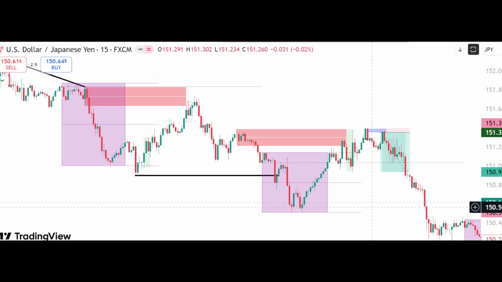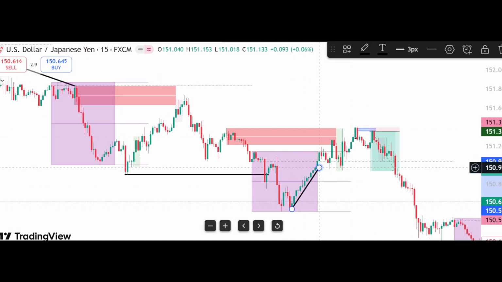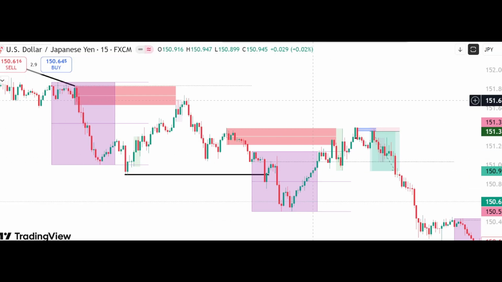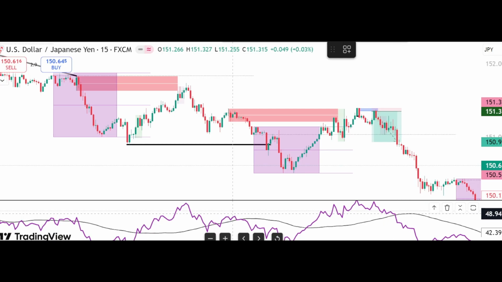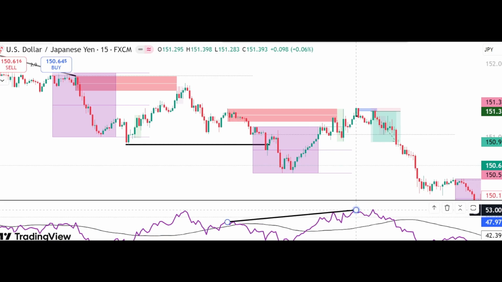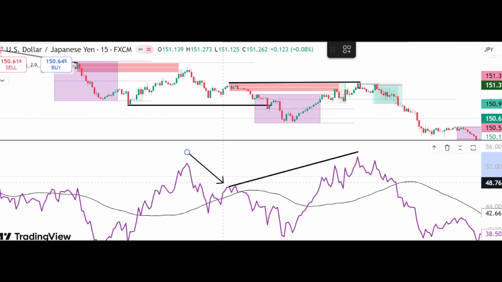Anyways, what was missing here was the build up. We may consider this one a build up, but actually we need a clear build up. We had none, but what made me sure that this was an A plus setup is the SMT. Let me mark it. This was the supply. Price was showing a lower high while the SMT was showing a higher high. As you can see, this is the supply.